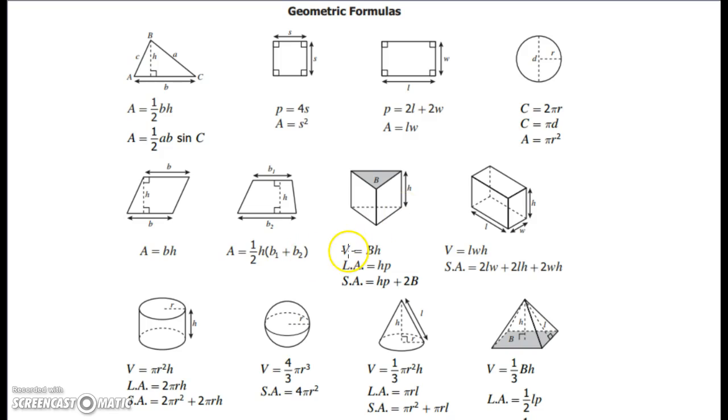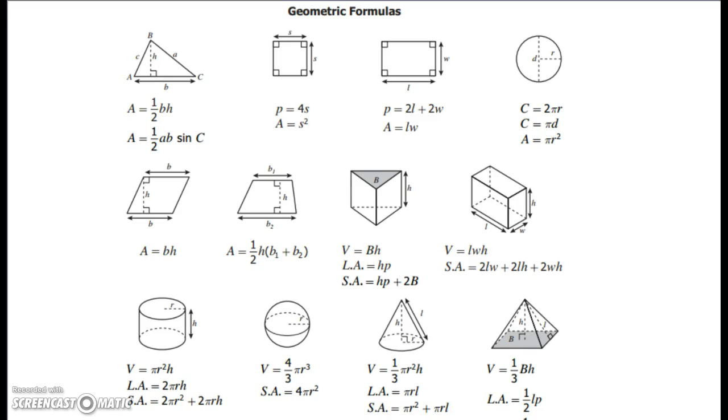All right, so we do need to understand that volume means the space inside of a figure, like how much water it would take to fill up this figure. The surface area is talking about the space on the outside of the figure, like if I were going to wrap this figure in paper, how much paper would I need to wrap the figure?